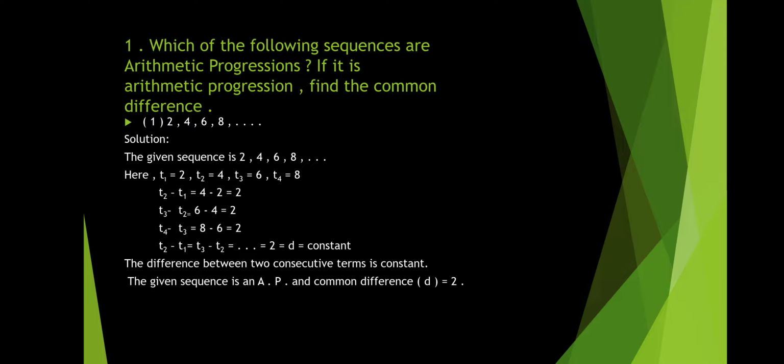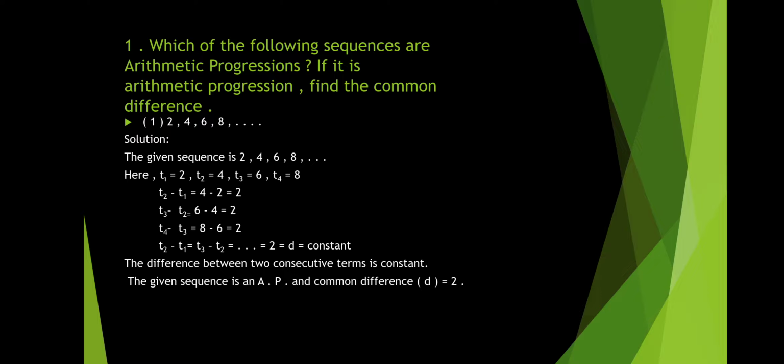Solution part, the sequence is 2, 4, 6, 8. Here we will say T1 is 2, that is the first term. Second term is 4, third term is 6 and fourth term is 8. Now we will check the difference between two consecutive terms. Consecutive means one after the other. So we will check T2 minus T1, T3 minus T2, T4 minus T3.